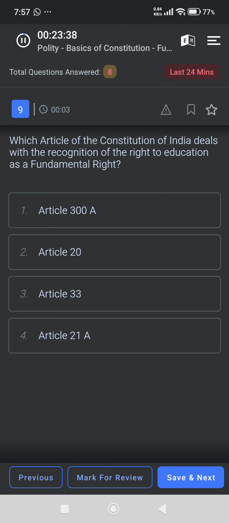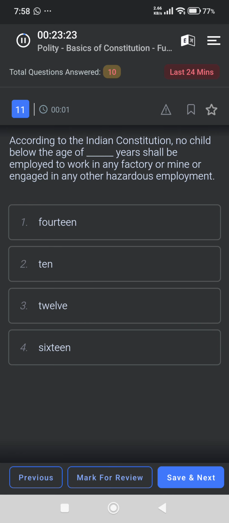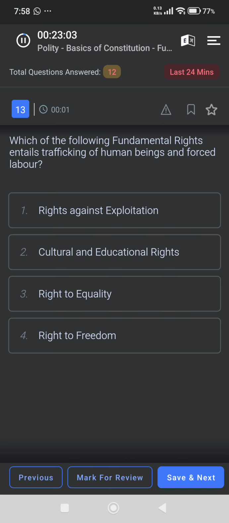Which article of the Constitution of India deals with the recognition of the right to education as a fundamental right? Article 21A. Which fundamental right was removed by the 44th Amendment Act? Compulsory acquisition of property. According to the Indian Constitution, no child below the age of 14 years shall be employed to work in any factory or mine or engage in any other hazardous employment. According to which fundamental right are all persons equal before law? Right to equality.